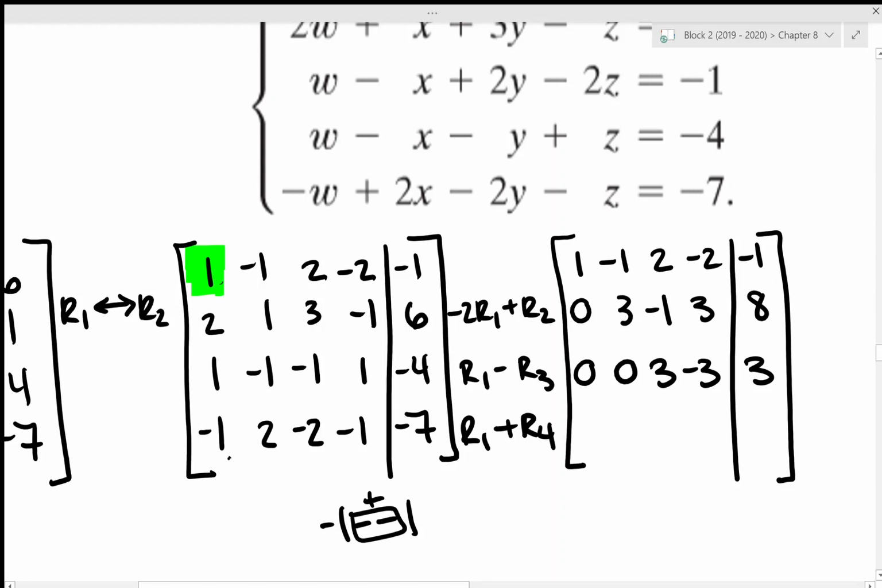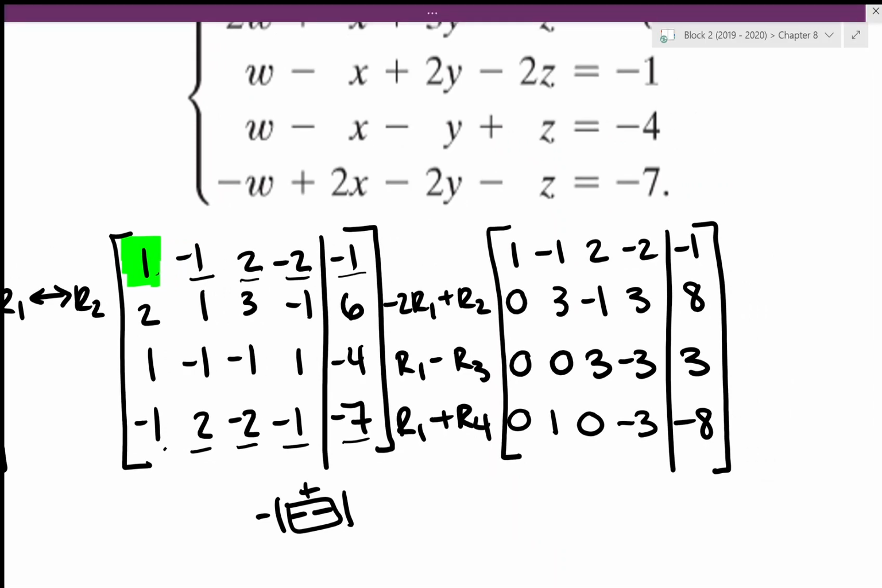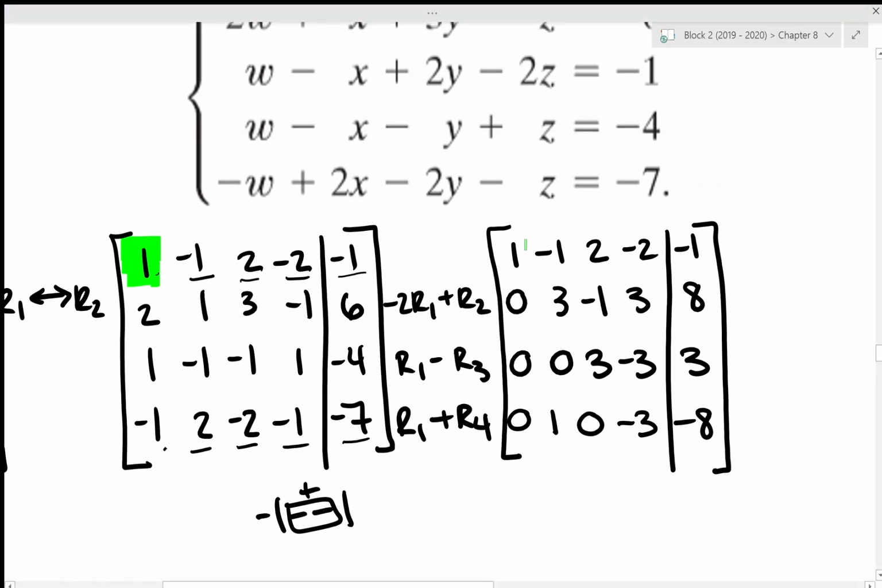1 plus negative 1 is 0. Negative 1 plus 2 is 1. 2 plus negative 2 is 0. Negative 2 plus negative 1 is negative 3. And negative 1 plus negative 7 is negative 8. So, now, after doing all that addition and all that craziness, I have a 1 and all the zeros. So now all that's left to do is get a 1.